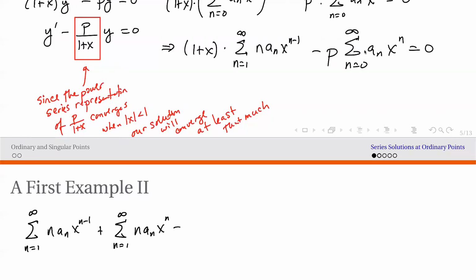And then the third piece here is this term, which I'll write just as is shown.